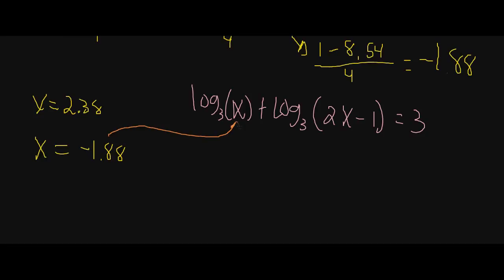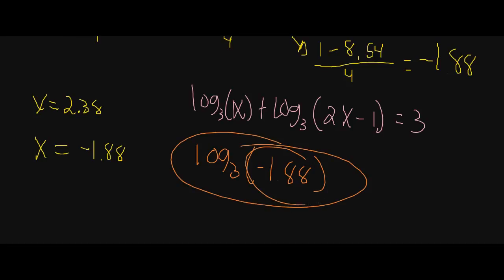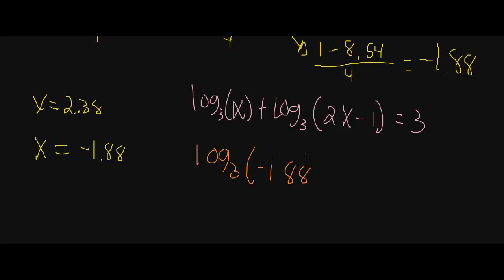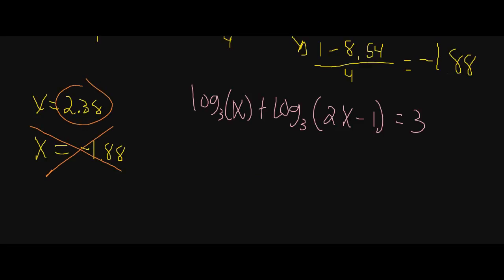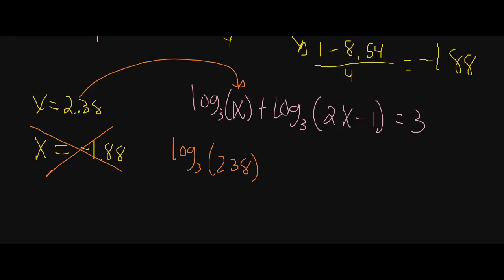So if we take this and plug it in here, we're going to get log base 3 of negative 1.88, right? And I don't even need to continue because I know this is not possible. We cannot have a negative number in there. So since we cannot have a negative number in there, I know that this solution is not going to work. Okay, well, let's try this one out. If I plug this into here, I'm going to get log base 3 of 2.38. And this is good because it's positive, right?